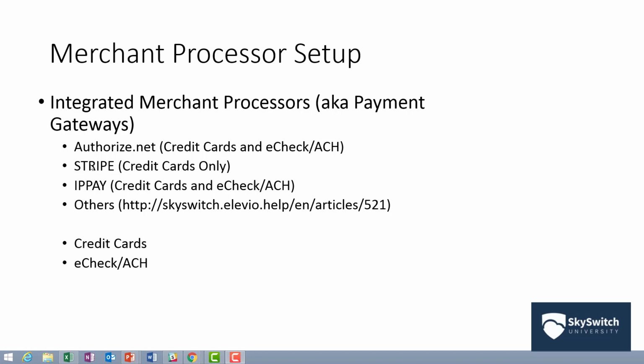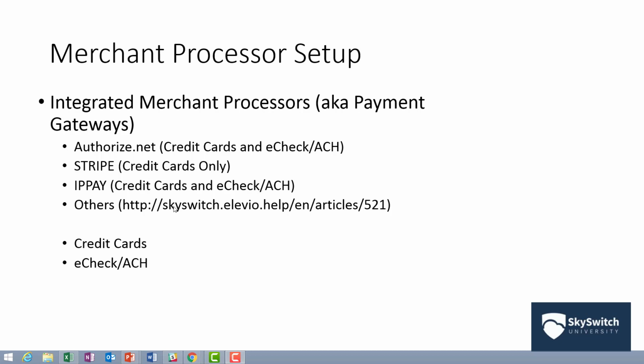And then Stripe is the second most used. Now, the thing with Stripe is it's credit cards only. They are not integrated with Rev in order to accept eCheck ACH. So it would be credit cards only, but if that's what you want to do, then Stripe would be a good option for you. The other one that's in third place is IPpay, and it's credit cards and eCheck ACH, and we do have some resellers using IPpay.